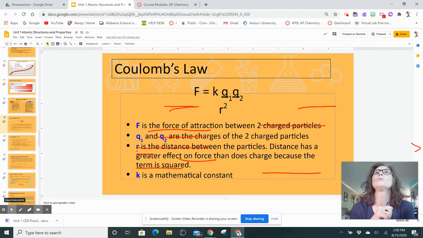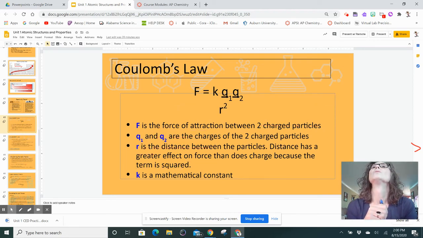All right, Coulomb's law. I seem to have lost my electron affinity slide. Well, I'm sure it'll come up. All right, Coulomb's law.